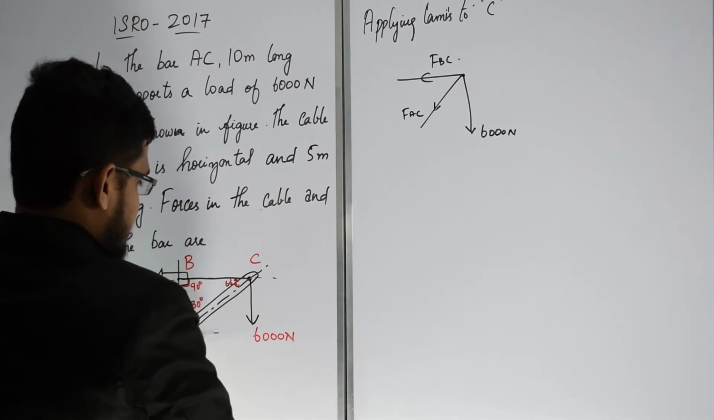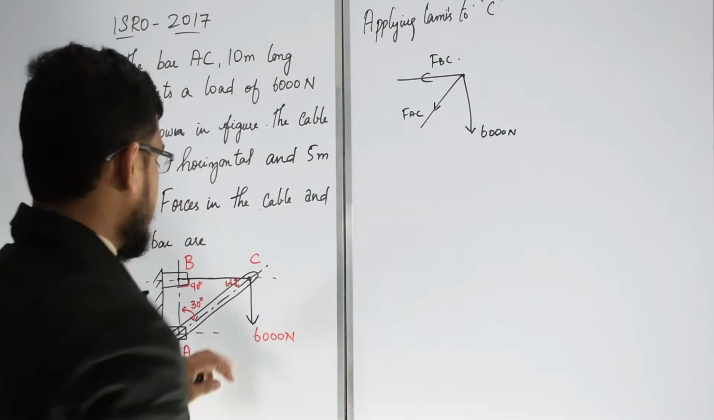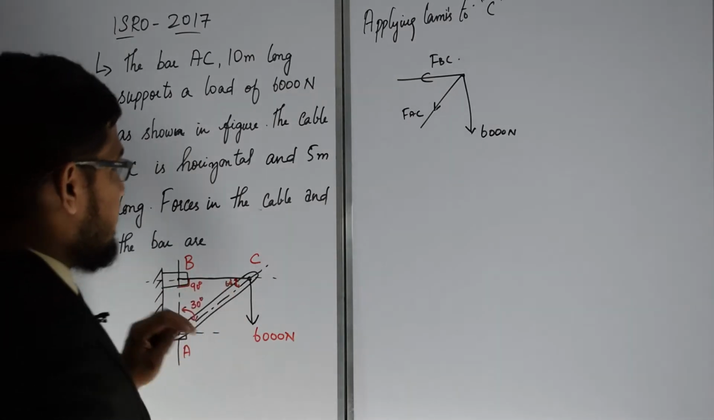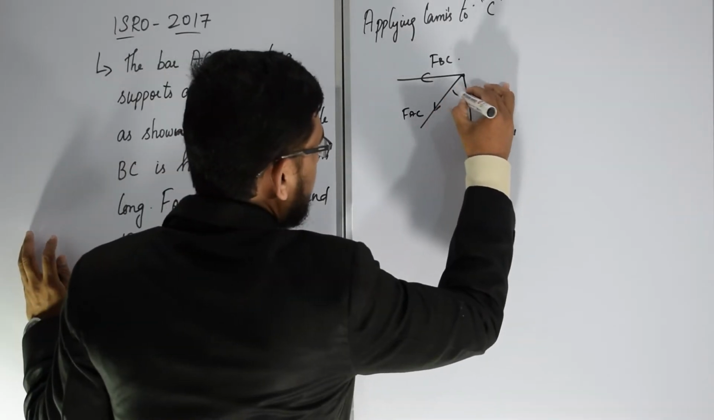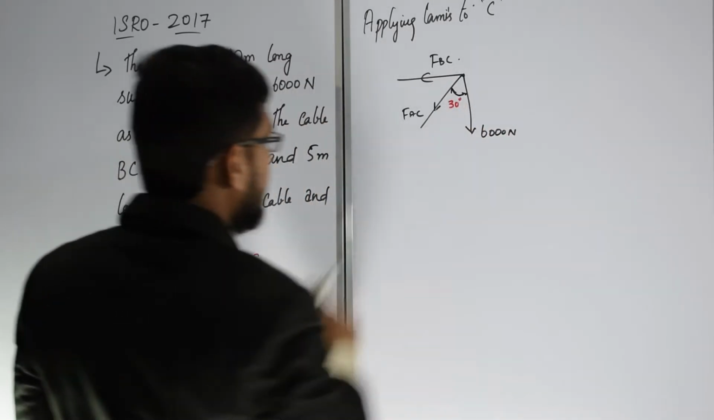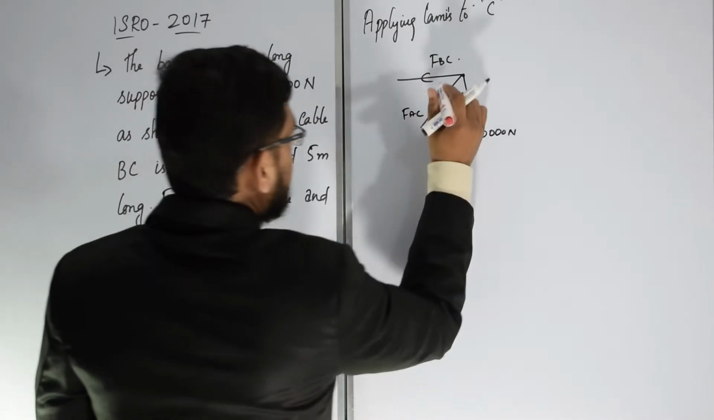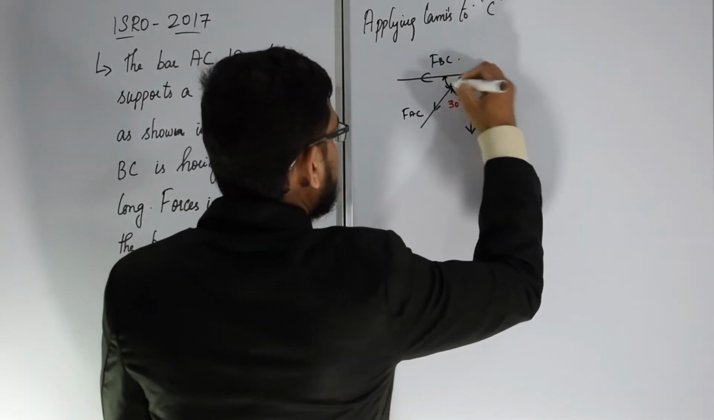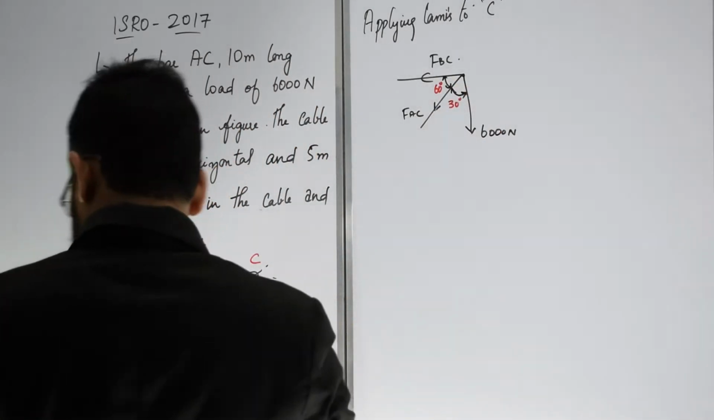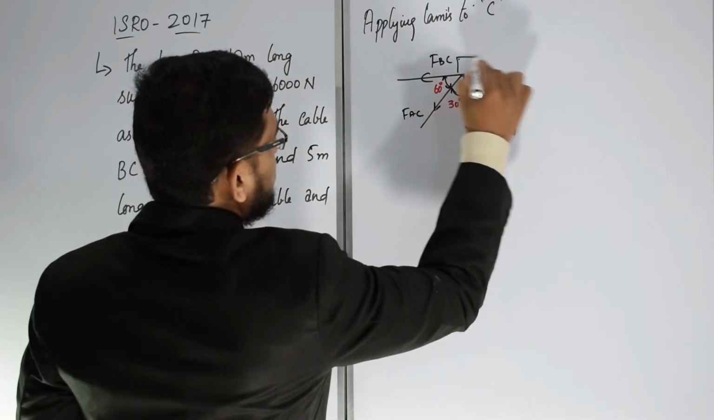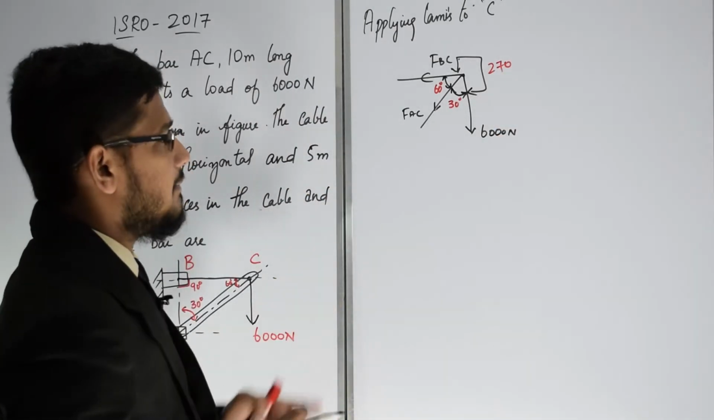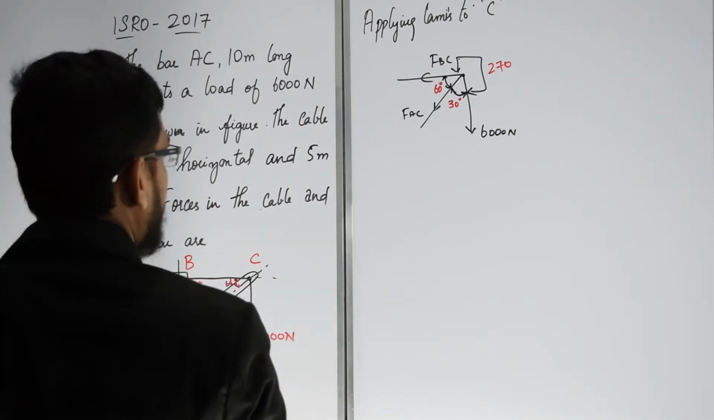So the angle between FAC and 6000 is going to be 30 degrees, because we have a 90 degree over here, and 60 is already there. So we are going to get 30 degrees. So this is going to be 30, and this we already know is 60. Okay, so 60 plus 30 is 90, remaining 270 degrees. Now very simple, just apply Lami's concept and then we can know the answer.